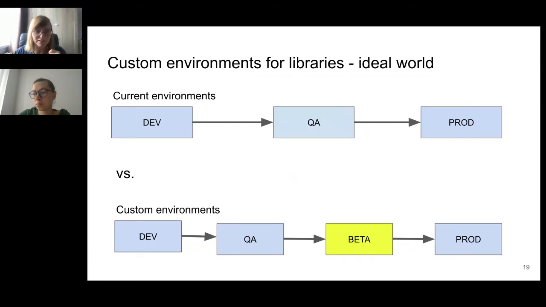Yeah, in an ideal world, we could have custom environments for libraries. So we could add one more, let's say, custom environment called beta that would sit between QA and production.